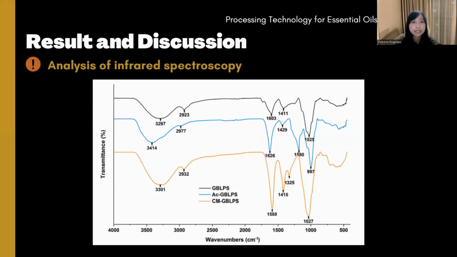And next, the analysis of infrared spectroscopy. In this part, we used it to identify the functional groups and specific structures present in the polysaccharides. And the results of the infrared spectroscopic identification of the three polysaccharides are shown in the picture on the screen. The first one is the line indicated by black color.